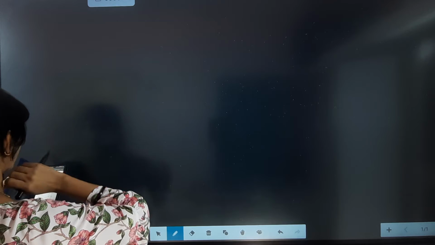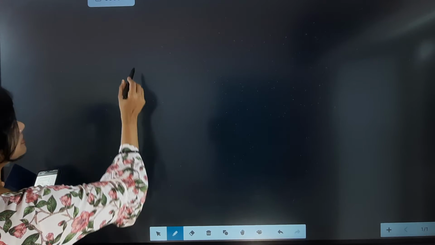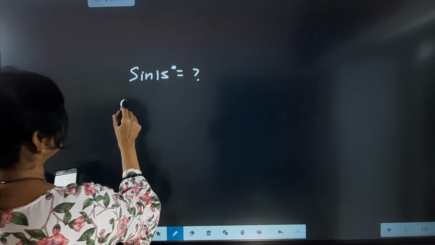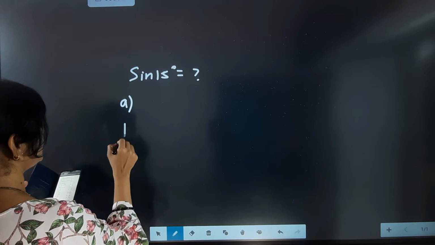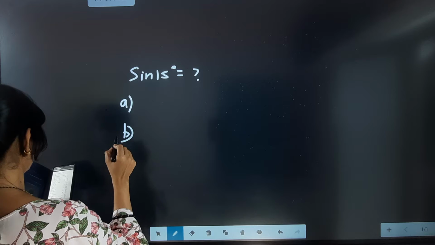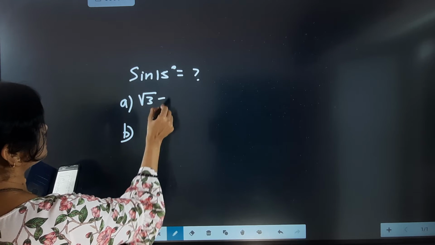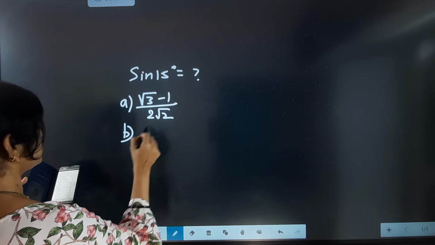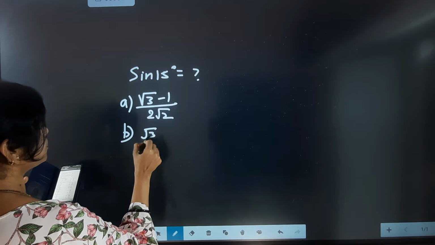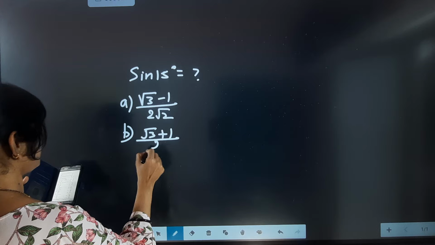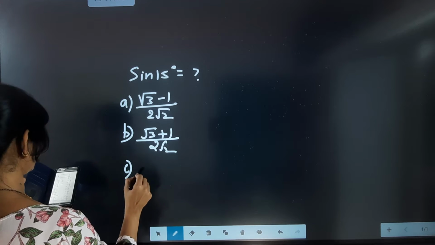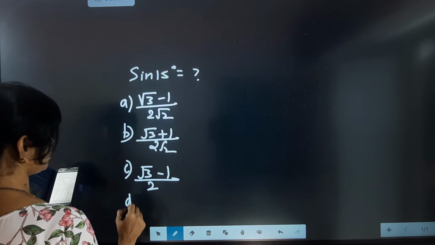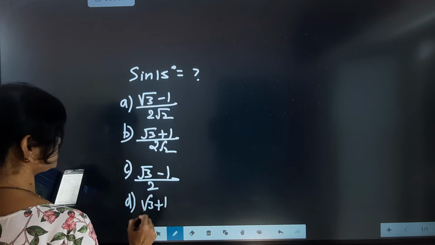Now here the next question they are asking is, sin 15 degree will be equal to what? Four options are given to you. First option is root 3 minus 1 by 2 root 2. Second option is root 3 plus 1 by 2 root 2. Third option is root 3 minus 1 by 2. Fourth option is root 3 plus 1 by 2.